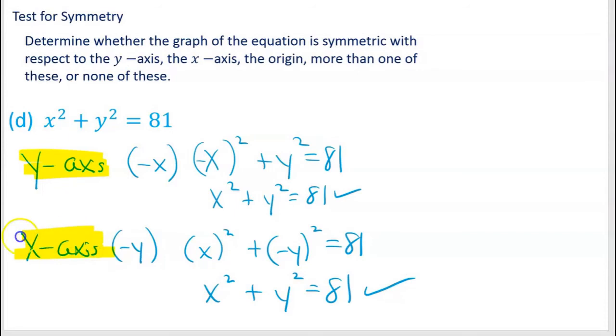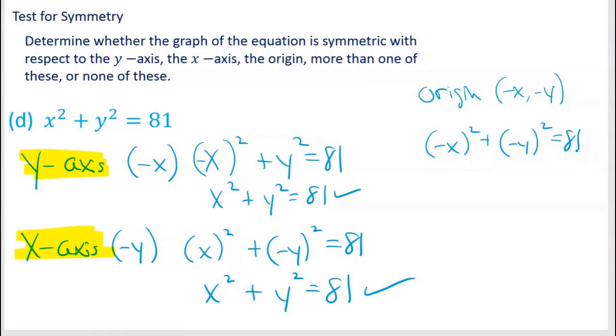Again, if it has both x-axis and y-axis symmetry, we're thinking just maybe it might have origin symmetry as well. But we can always check it, right? So origin symmetry, if negative x and negative y produce the original function that we started with, how about negative x all squared plus negative y all squared equals 81? Well, sure, right? Negative x squared is x squared. Negative y squared is y squared equals 81. That definitely matches the original function. So we do have origin symmetry.